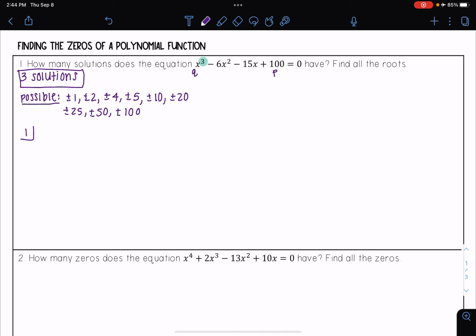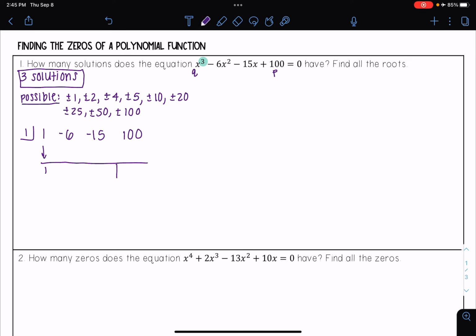So starting at 1, I need to put my coefficients here of my polynomial. My coefficient of x cubed is 1, of x squared is -6, of x is -15, and then 100. And if you recall, to see if 1 is a solution, I'm looking for the remainder to be 0. So I'm going to bring down the 1. 1 times 1, I get 1. -6 plus 1, I get -5. 1 times -5, I get -5. -15 minus 5 is -20. 1 times -20 is -20. And I see this does not end up equaling 0.